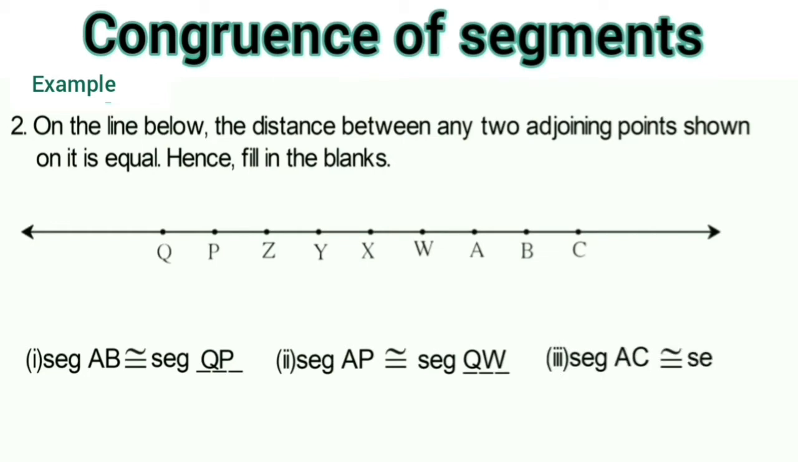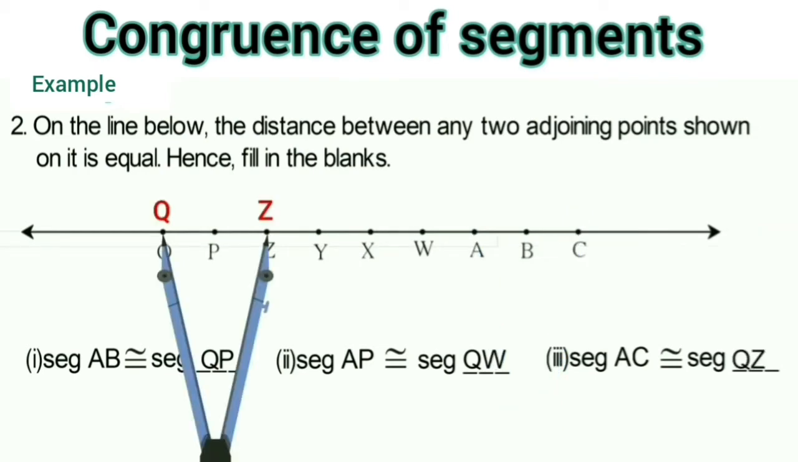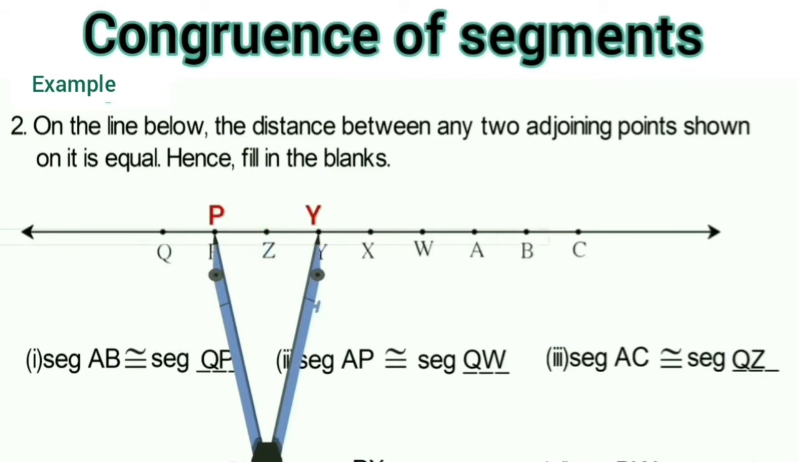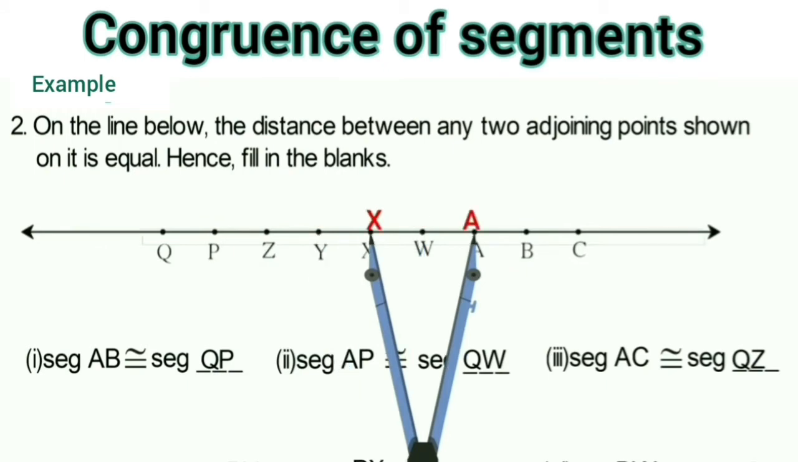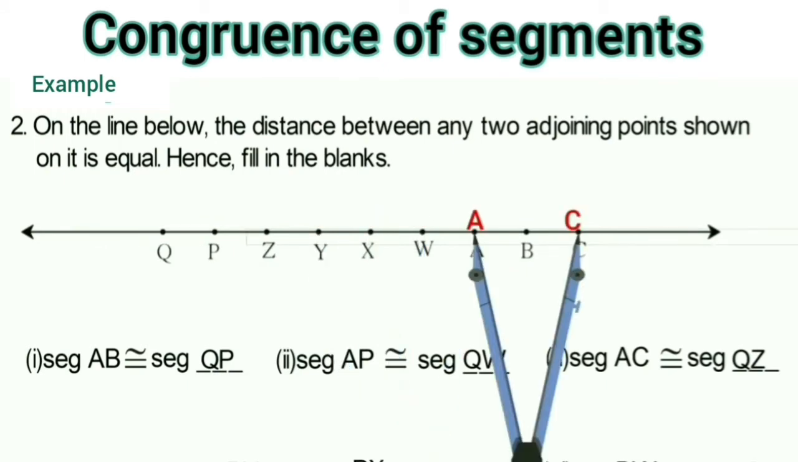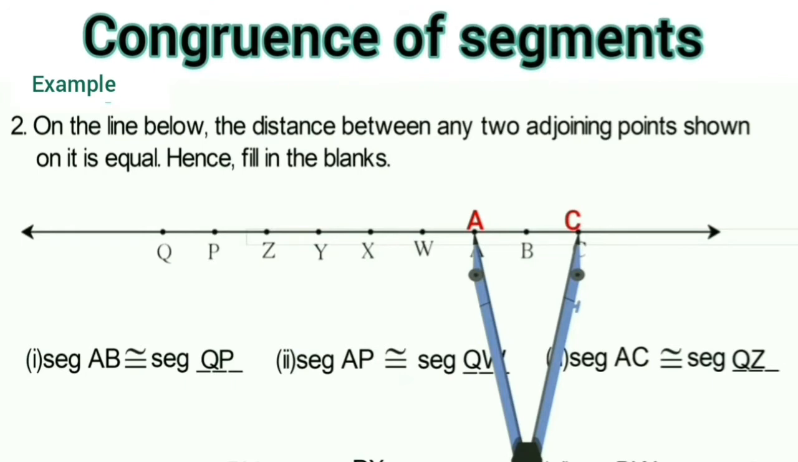Let us find the congruent of seg AC. Seg AC is congruent to seg QZ. Seg QZ is congruent to seg PY. PY is congruent to ZX. ZX is congruent to YW. YW is congruent to XA. XA is congruent to AC. So, you can have any one of the answers for this question. Here we have observed if one line segment is congruent to another and that segment is congruent to a third, then the first segment is also congruent to the third.